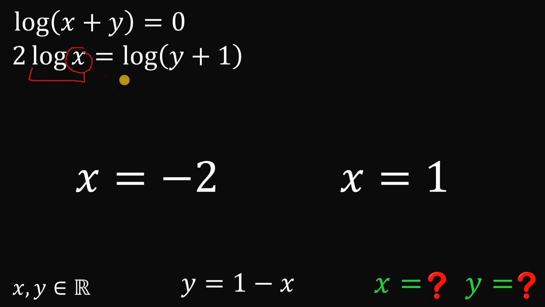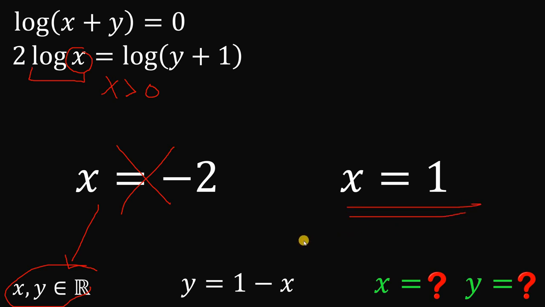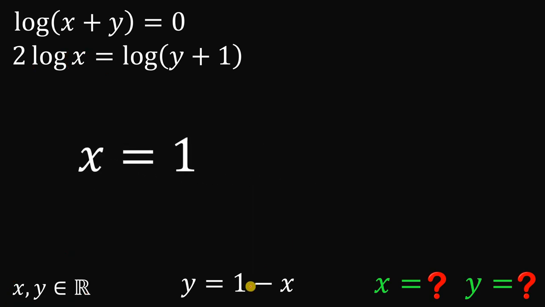Now, given our equation again, notice that we have here logarithm of x. Therefore, this x must be greater than 0. It cannot be equal to a negative number. So, x equals negative 2 is not part of our solution because x and y are both real numbers. So, the only possible case is when x equals 1.